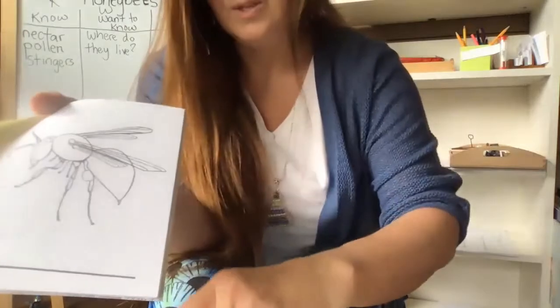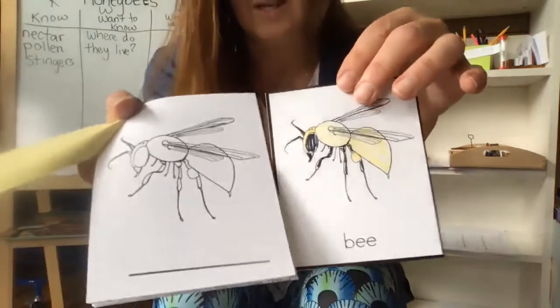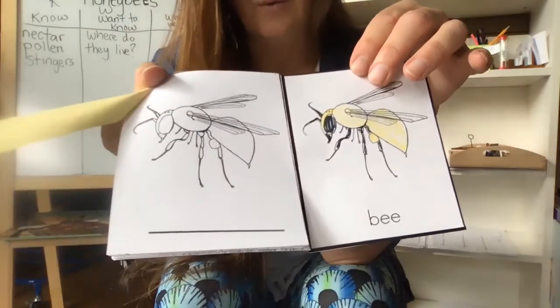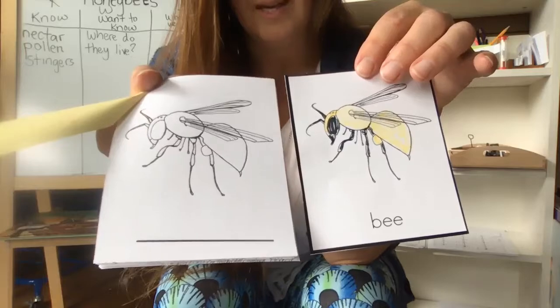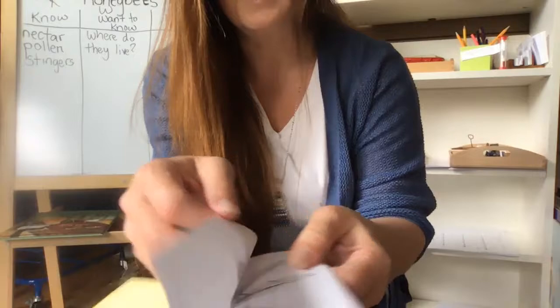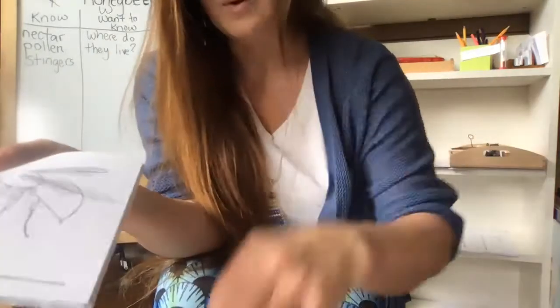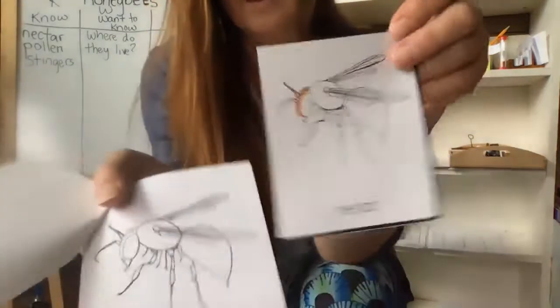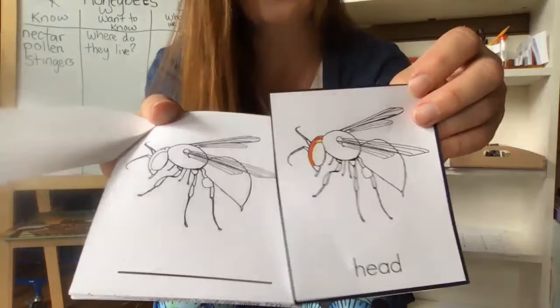So they would take their 3-part cards and they would color and then write down each word. So here's bee. After they colored that and wrote bee, they would go to the next one. And they are in no particular order.